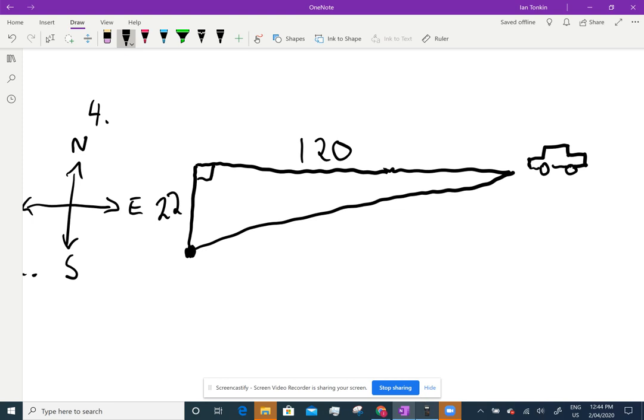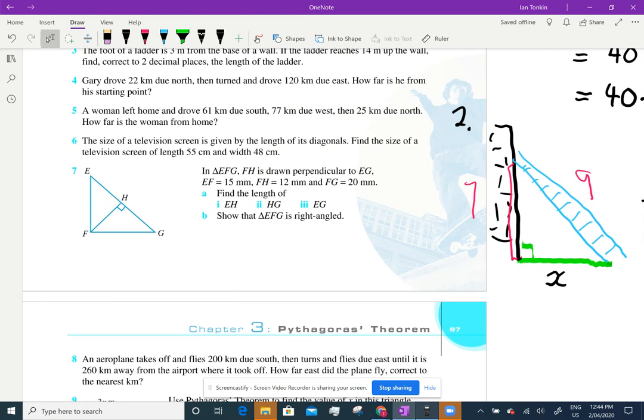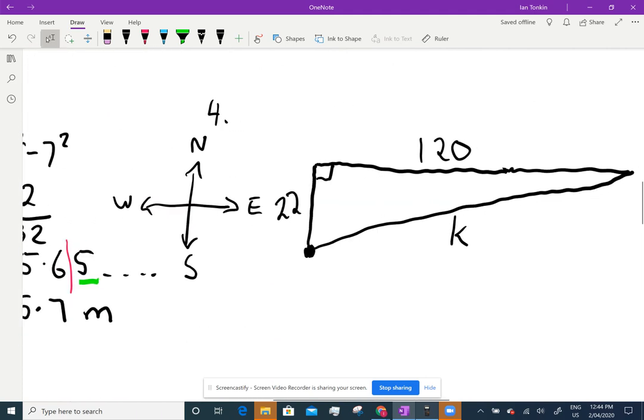So I need to find this distance. I'm not going to use x this time. I'll use another letter. It doesn't matter which letter you use. I'll use k. Let's double check that we've got all the information right. Gary drove 22 kilometres north, turned 120 kilometres due east. How far is he?